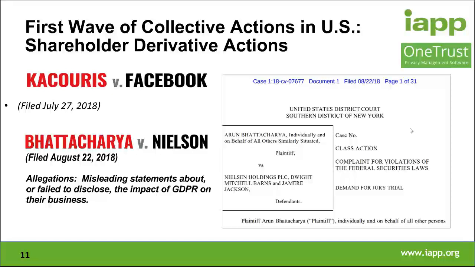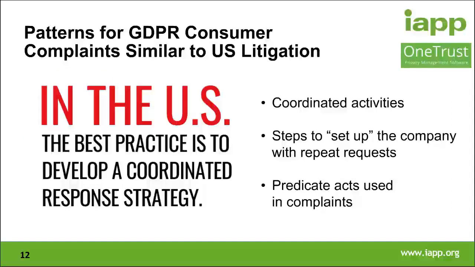Then here, stateside, we have seen a wave of collective actions filed in the U.S. recently, basically in the form of shareholder derivative actions, challenging companies for allegedly misrepresenting the state of their GDPR readiness. What's interesting to me about the Nielsen complaint is that it was not triggered by any complaints lodged with supervisory authorities or complaints from EU residents about Nielsen's GDPR readiness. This is just an American shareholder who filed the lawsuit in the Southern District of New York, taking the position that the GDPR readiness was not properly stated.